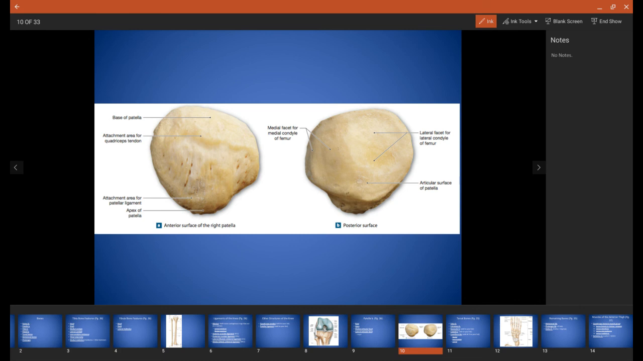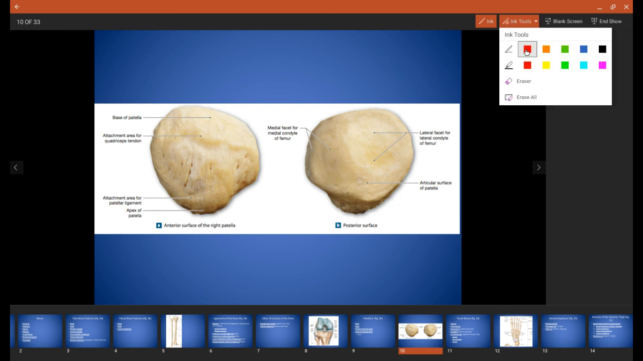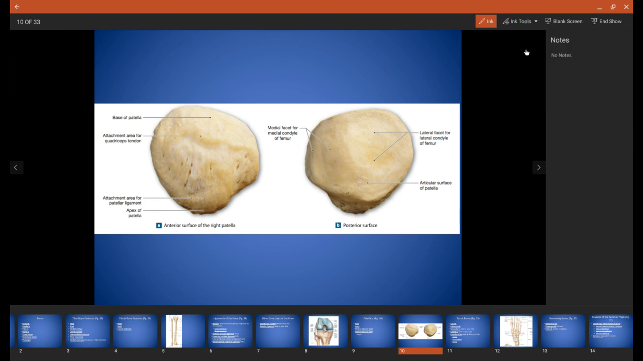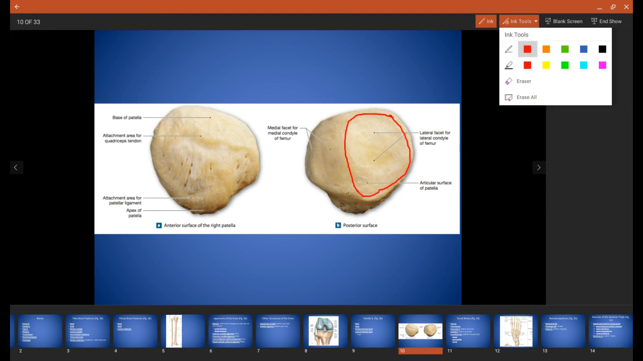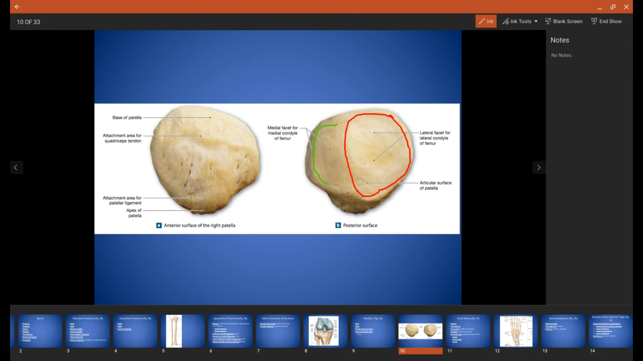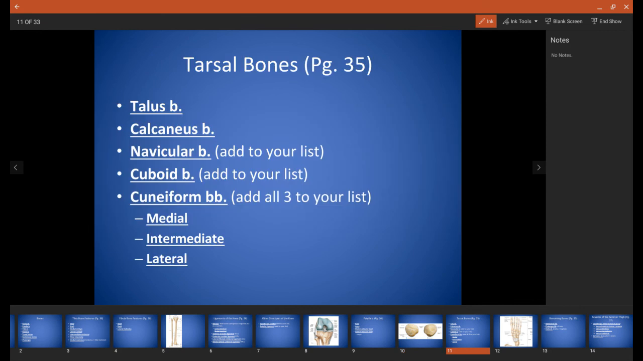So as we take a look, the flat surface on top is the base. Apex is the point on the bottom. Let's color in these articular facets. So there's one. There's two. So you can see the red one is much larger. That is the lateral articular facet. It goes to the outside. We're looking at the posterior side. So I can now identify this as a right patella bone.